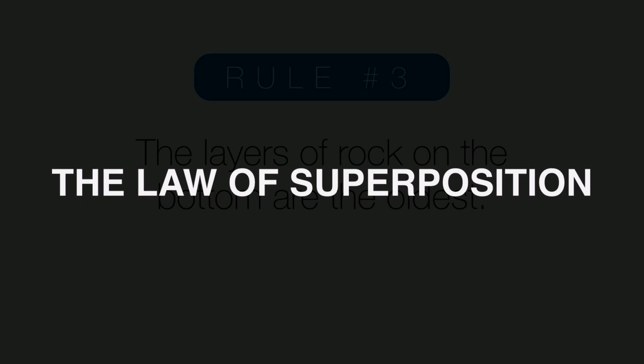The exception would be if the layers of rock have been so severely deformed, so folded that they've actually been flipped upside down. It's called overturning, and this does happen sometimes. For the sequences we're going to start with, though, we can assume that the layers have not been overturned and that the law of superposition applies.